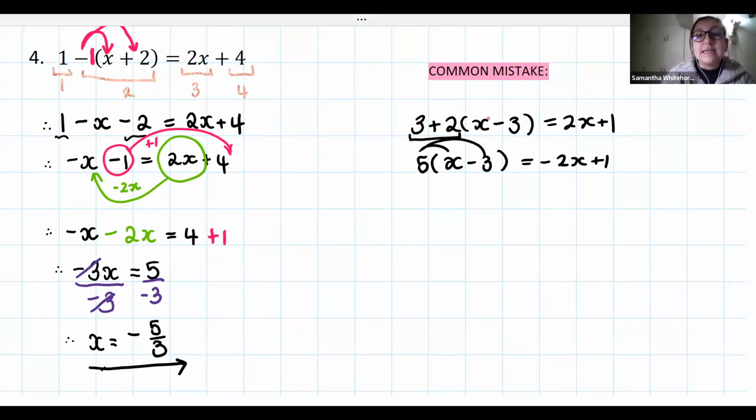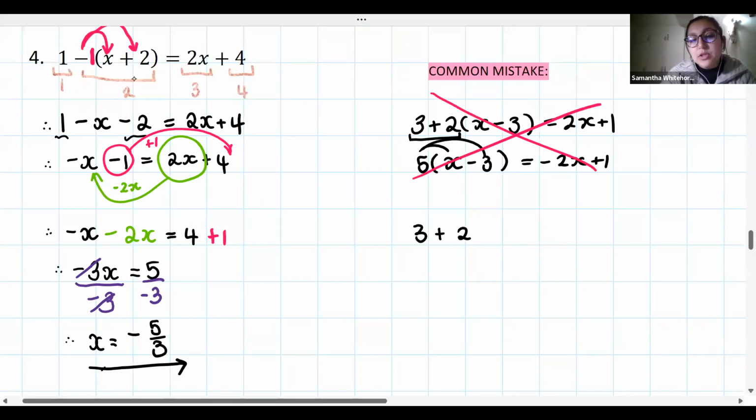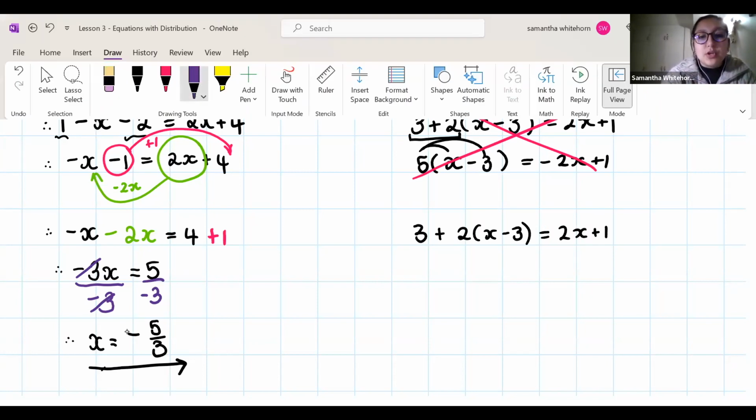This is wrong. Why is it wrong? Well, it's wrong because of what I spoke about right at the start. If you've got 3 plus 2 times the bracket x minus 3, is equal to 2x plus 1, what you need to remember is that you have got separate terms.